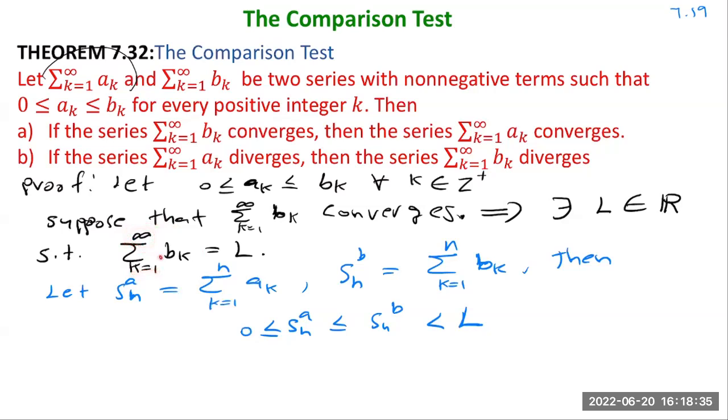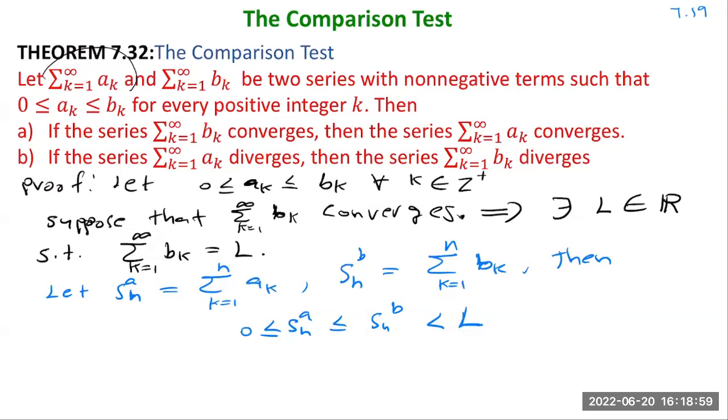You take the summation of all non-negative terms. Here, this is just the summation of the first n terms. So if you take the summation of all the terms, then that summation has to be bigger than this partial sum for any n. For any n partial sum, this inequality holds. So that partial sum has to be less than this L. Now we are almost there.